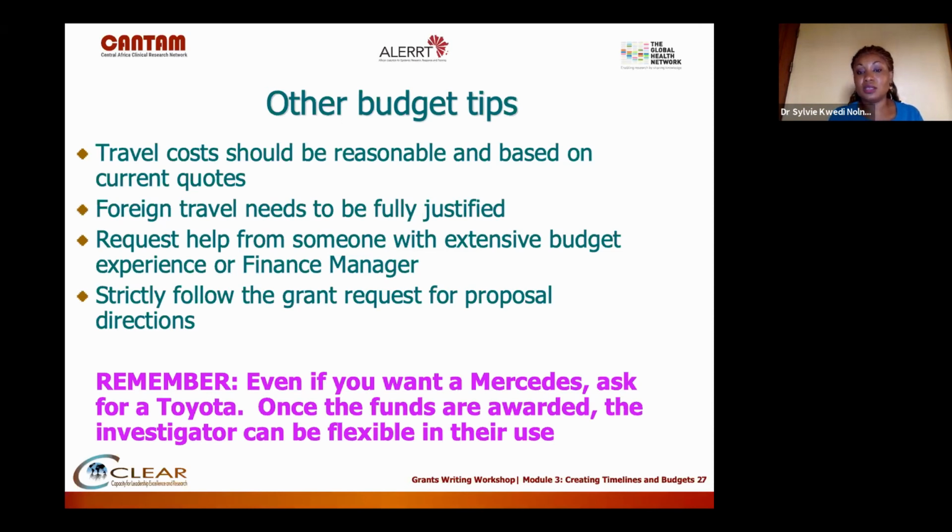Many funders, especially the major funders, have directions. Follow them. If they say that they will not fund equipment that is more than 50,000 US dollars, don't put down that you're purchasing equipment that is worth more than 50,000 US dollars. If you really need that equipment, then go back to your scope and figure out another way.